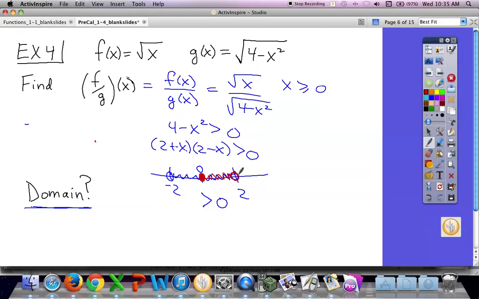So this is what satisfies the denominator. This is what satisfies the numerator. You got to put those together. It could only be something that satisfies both of those that would satisfy our whole fraction. So actually, the domain of this thing, using the brackets, would be 0 on the left, including 0, and 2 on the right, not including 2.